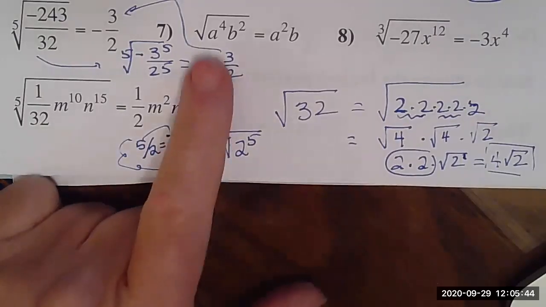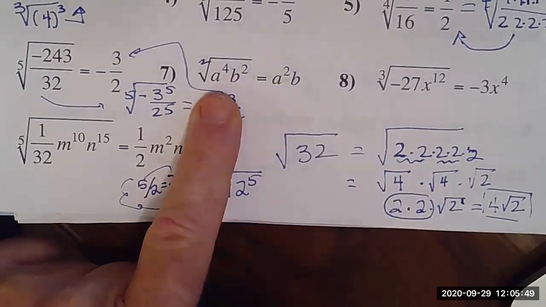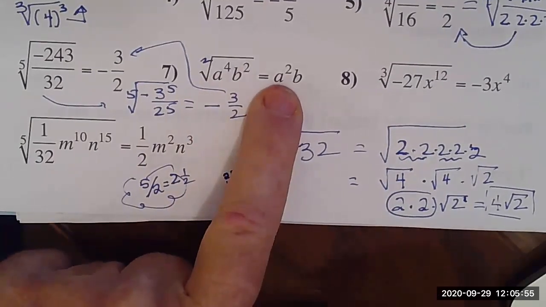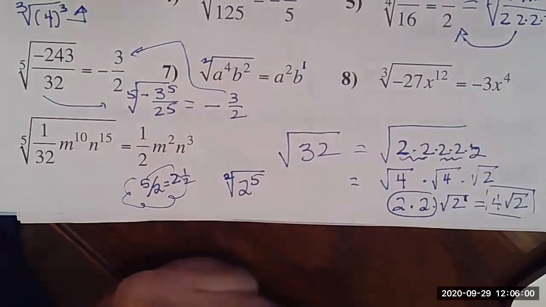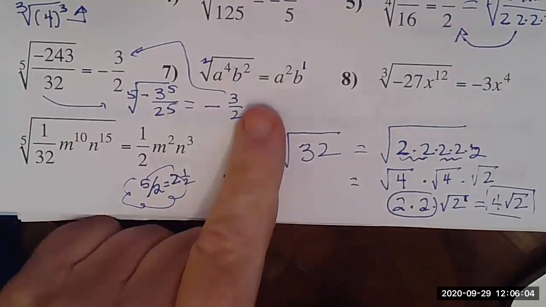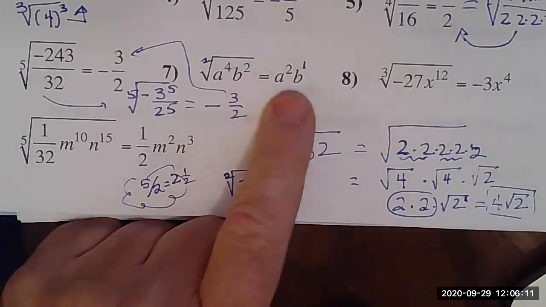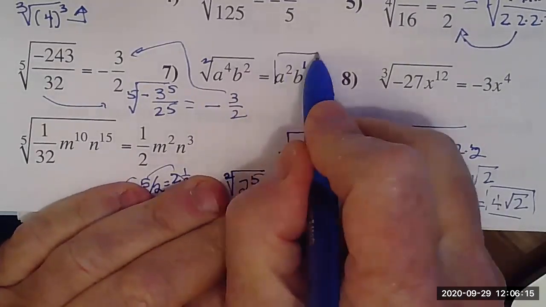I'll show you this much. There's a little 2 right here you don't see. So a to the 4th: 4 divided by 2 is 2. And b squared: 2 divided by 2 is 1. The square root of a to the 4th is a squared. And for the square root of b squared, the index and the power are the same, so they cancel, and you're left with b, or b to the 1st. This would be the simplified version of it.